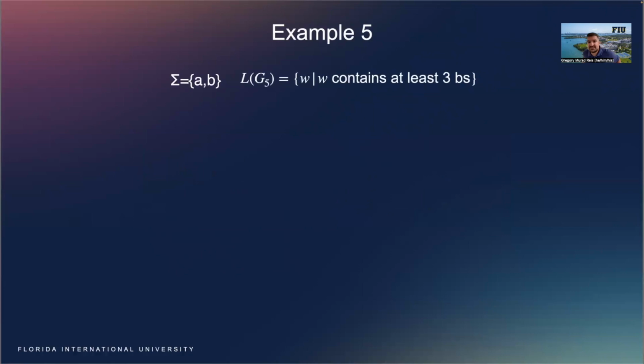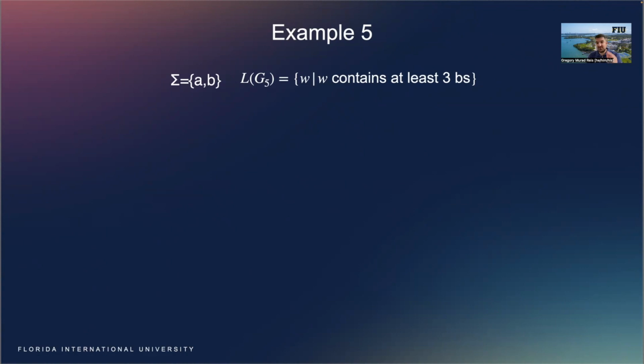The first language here is the set of words such that each word contains at least 3 Bs. So you need to create a rule that has 3 Bs, and then we need to think about what can occur before the first B, between the first and second B, between the second and third Bs, and after the third B. So let's think about it. The sigma, the alphabet, is A and B. So we can have A's or B's before the first B, A's or B's in any order between the B's, and A's or B's in any order after the B. So there's no restriction on A's and B's as long as I have 3 B's.